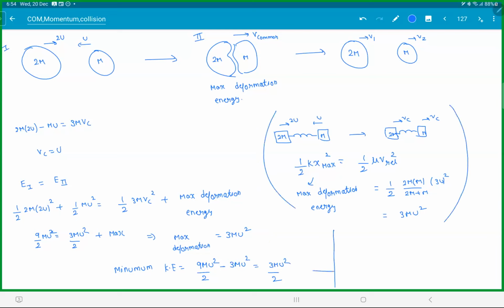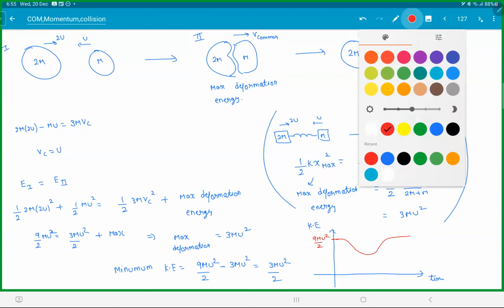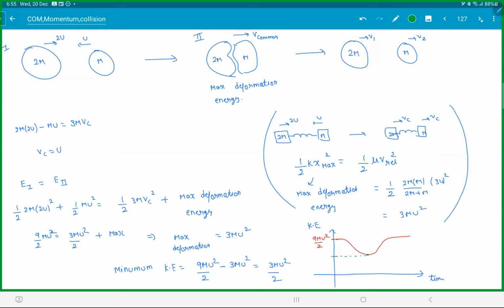So if you try to plot the graph, the kinetic energy versus time, again, approximate graph, once the collision starts, the kinetic energy will decrease and again become constant. This is 9mu square by 2, the total value. Kinetic energy will reach a minimum value here, 3mu square by 2. This is minimum kinetic energy or maximum deformation energy. So the graph should go down and then increase back to the initial value.